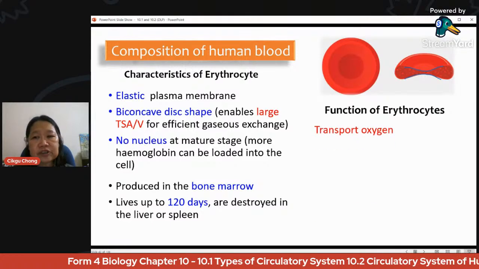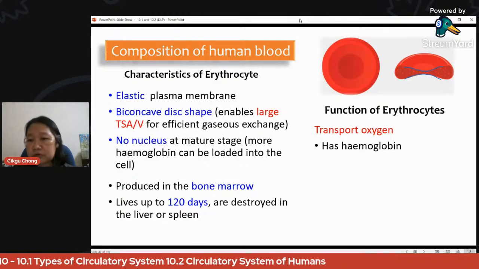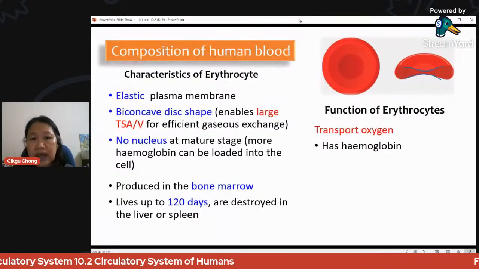Okay, function. There's only one function of erythrocyte, and that is to transport oxygen, because it has got a very important protein called hemoglobin.